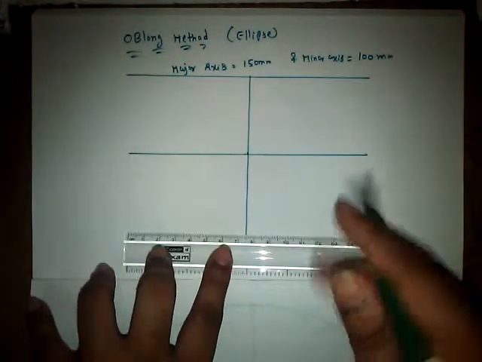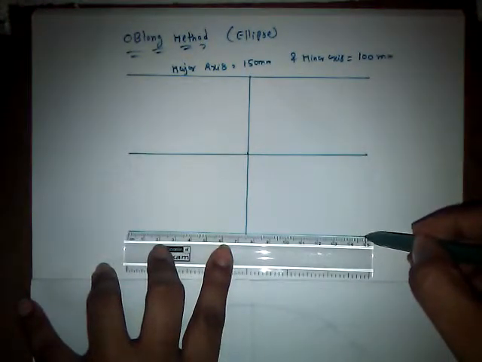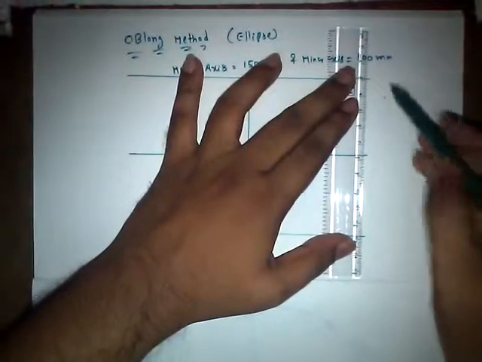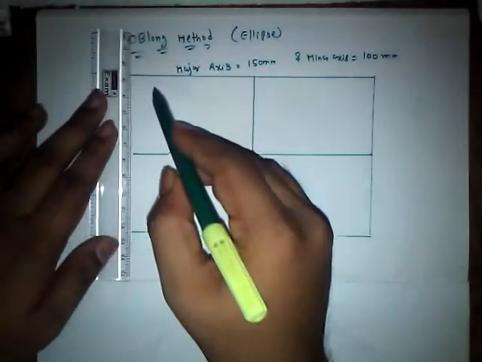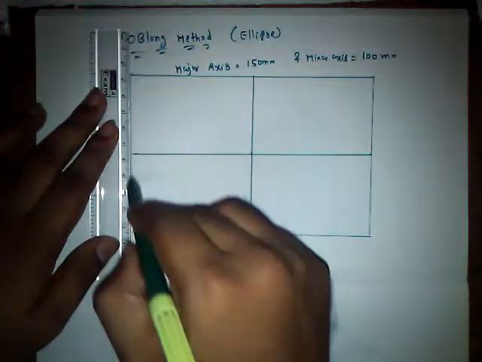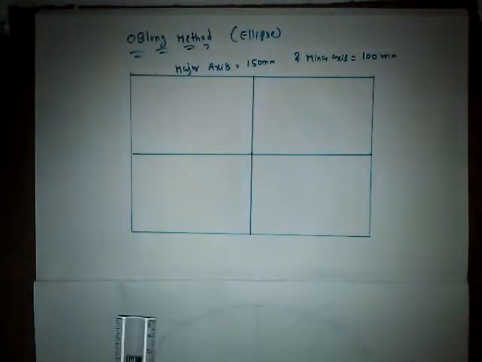Same as below. Finally we formed a rectangle. Okay, so what is the next process?